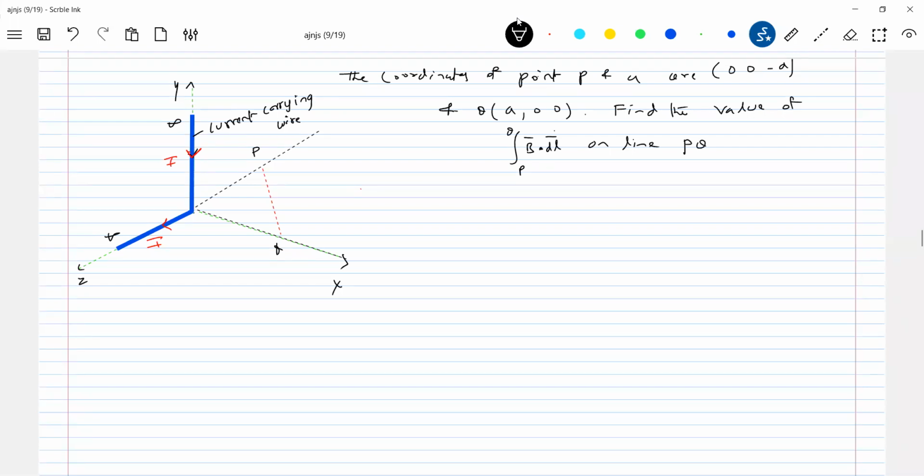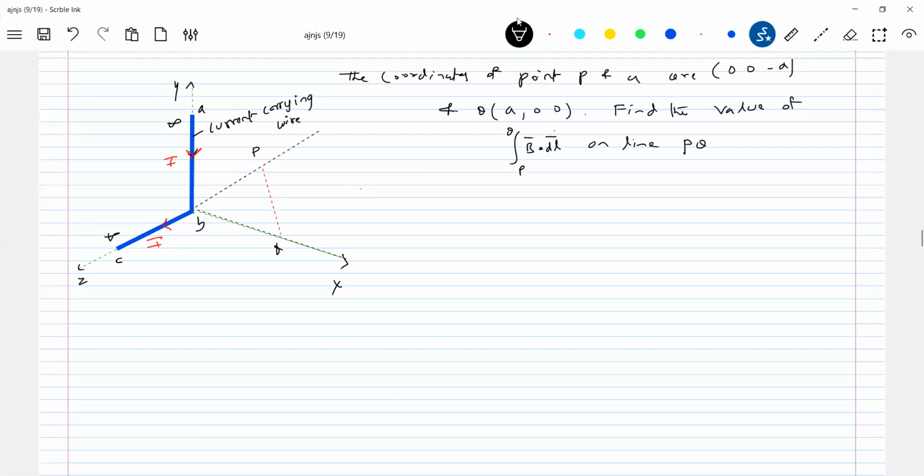Okay, he's asking to find the value of B dot dl for the line PQ. There are two segments, so we'll take segments A, B, and C. AB is one semi-infinite wire, and BC is another semi-infinite wire.